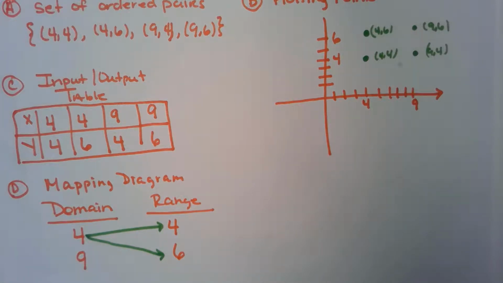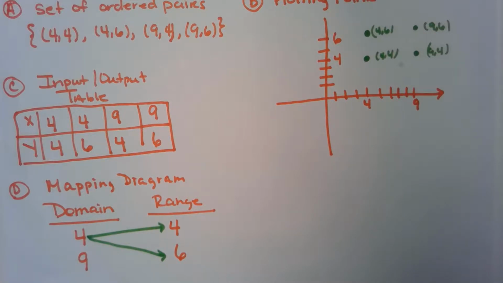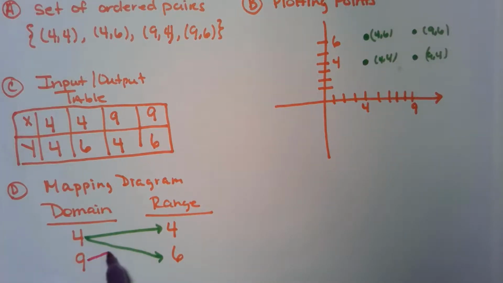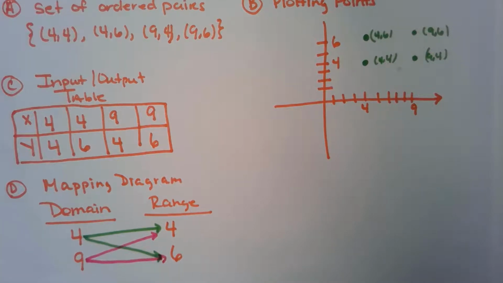Now, if you want to, we can map the 9. 9 maps to 4, and 9 also maps to 6. And because 9 is mapping to 4 and 6, it's not a function. So I'm going to write down here that this is not a function.